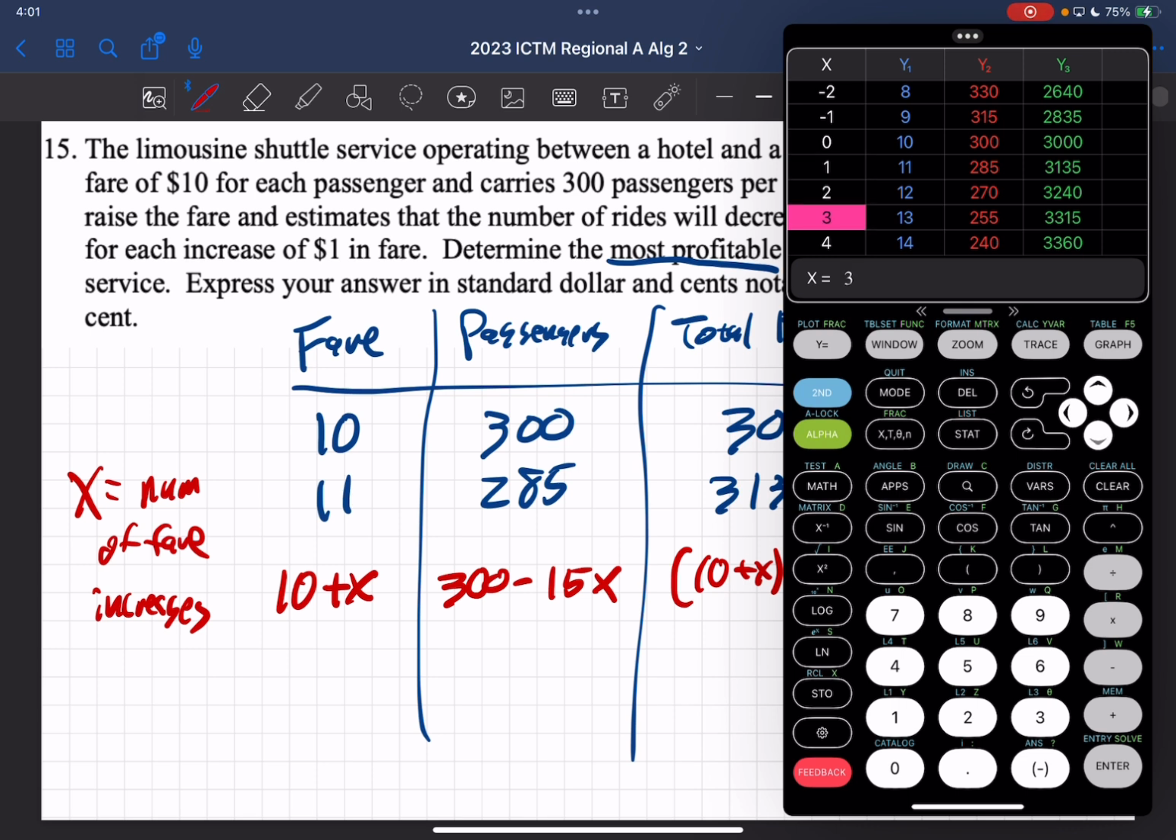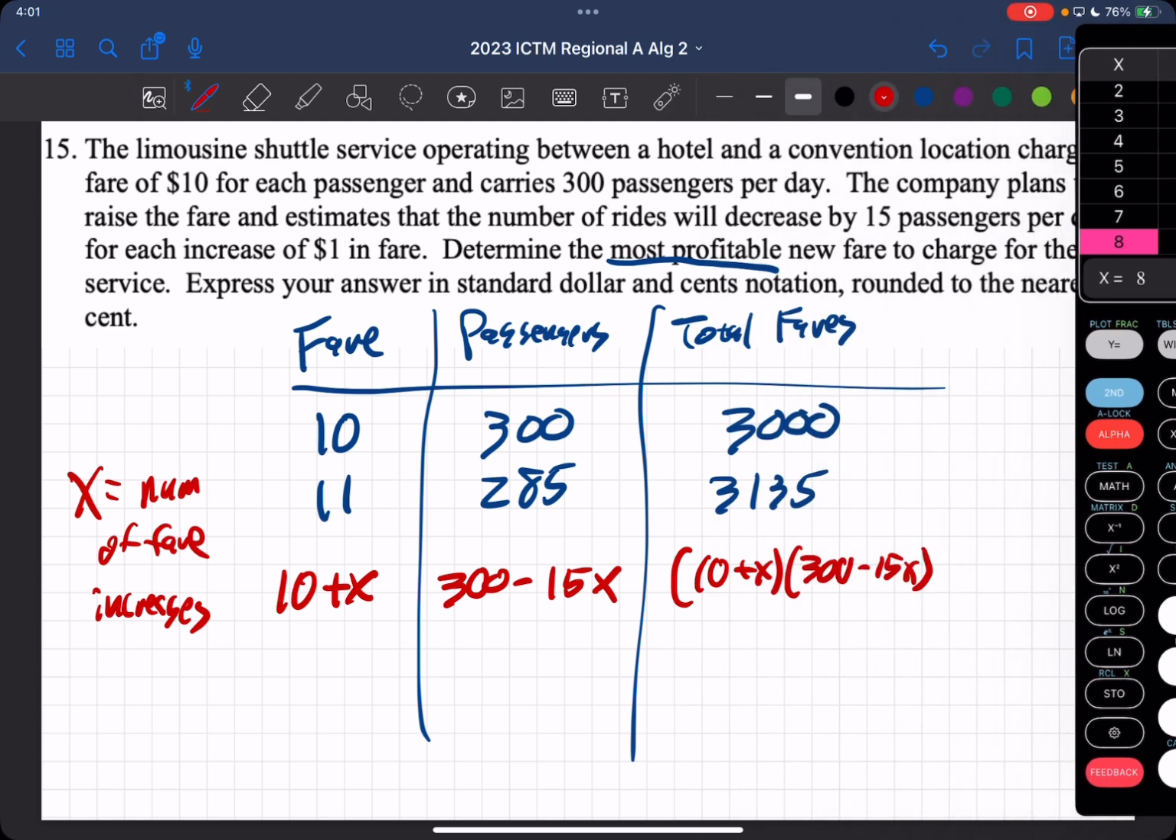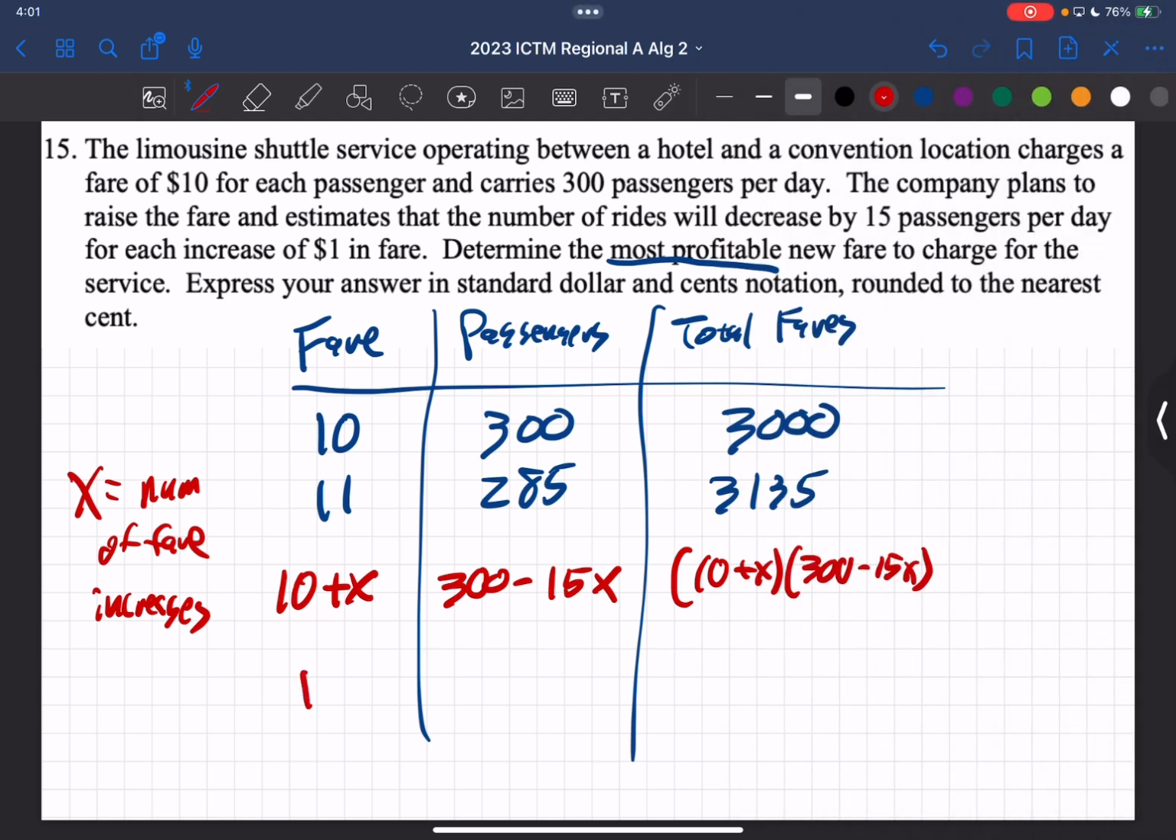Okay. Now, as I scroll down, I can see that my fees go up, my total fees go up, but then they start to go down. Because even though I'm raising the fees, I'm losing passengers too fast. So that means this right here is my optimal situation where I make the most money. And it says determine the most profitable new fare, which is 15.